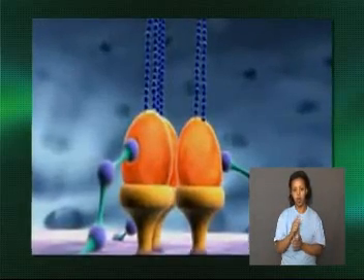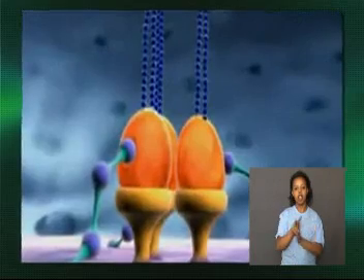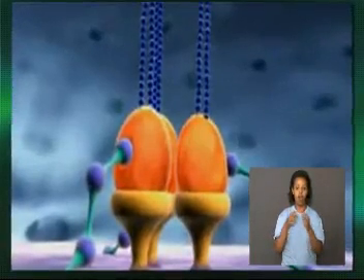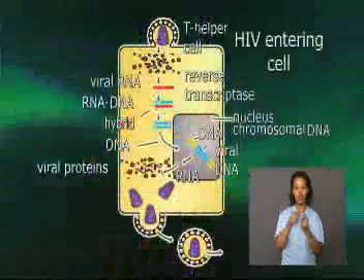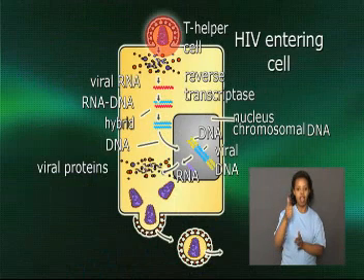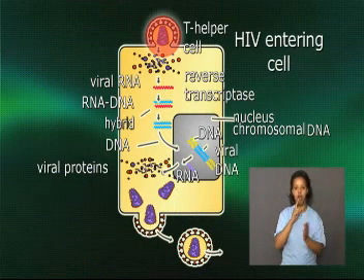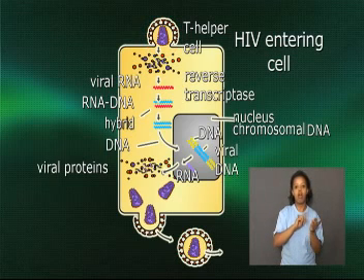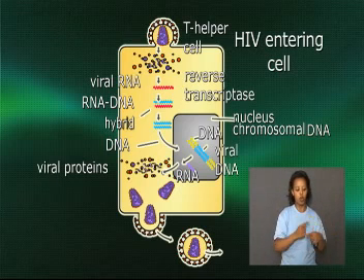Once HIV has penetrated the cell membrane, it is ready to release its RNA into the cell. The viral RNA is protected in the nucleocapsid. The nucleocapsid needs to be dissolved so that the virus's RNA can be converted into DNA. This is a necessary step if the genetic material of HIV is to be incorporated into the genetic core of the T cell.